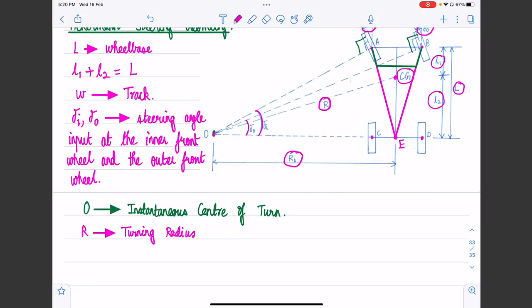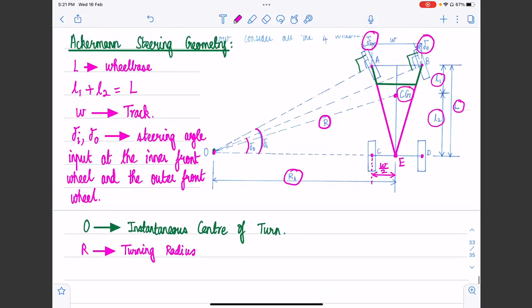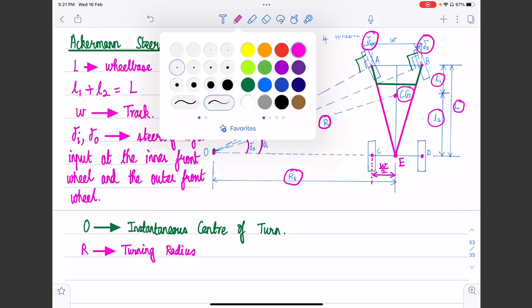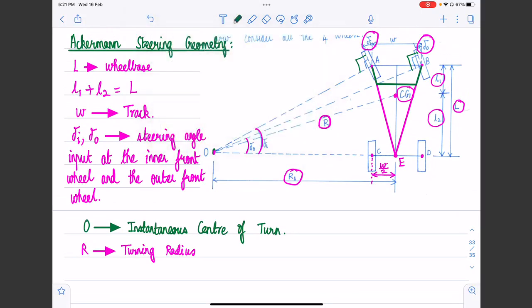Okay. Now, just to mark a few more parameters that will help us derive some expressions. This distance is going to be equal to W by 2. So we assume the front track and the rear track to be the same. Sometimes they may be different, but in this derivation, we assume them to be almost the same. And then this distance CE becomes equal to W by 2. That is something which is once again understandable. All right, so this is the diagram associated with the Ackermann steering geometry.